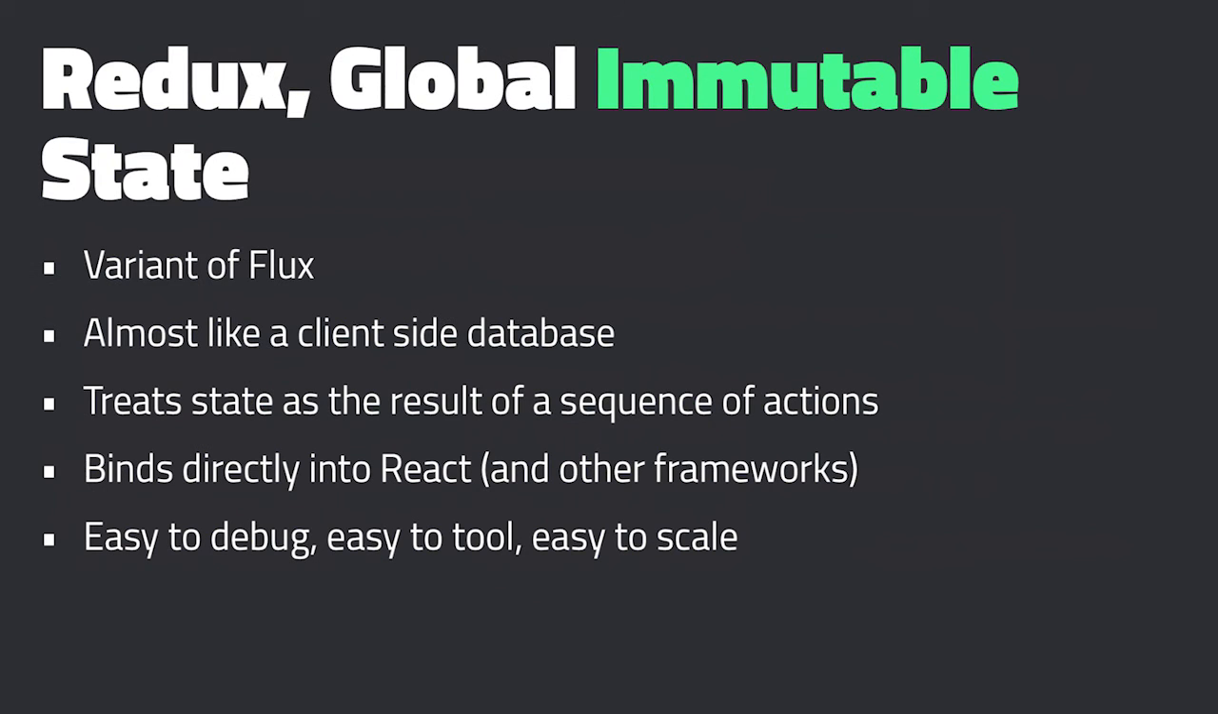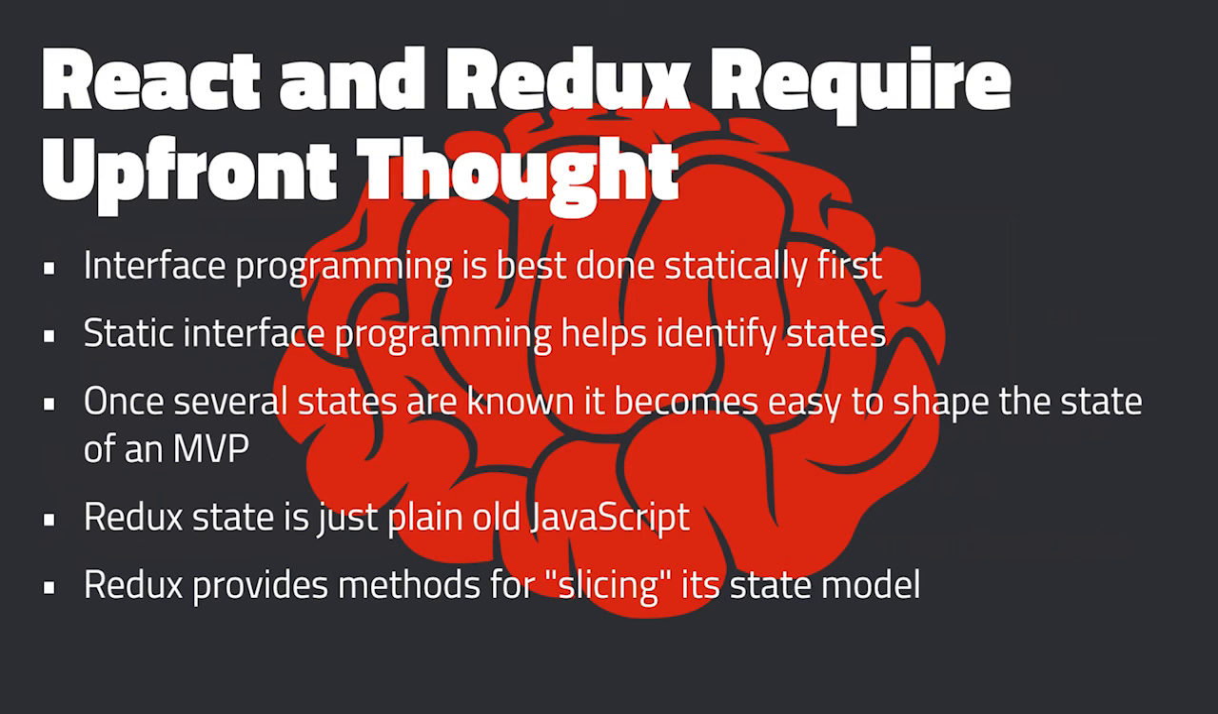One of the flavors we like at Rangle is called Redux, and we've got lots of talks on our web pages about Redux if you wanted to look into it in more detail, but it's a variant of Flux, and it's almost like a client-side database. It treats state as a result of a sequence of actions. It can bind directly into React and other frameworks, including Angular, but it does make your application state easier to debug and easier to scale.